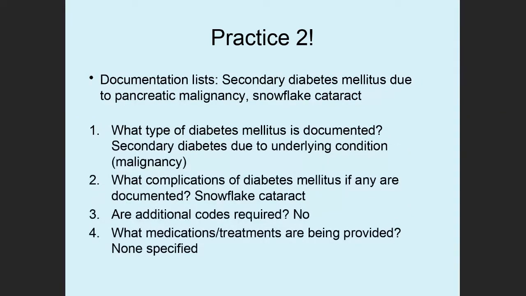So what type of diabetes is documented? Secondary. What complication? It's secondary to the malignancy. What complications are documented? Snowflake cataract. Are additional codes required? In this case, no. And what medications, treatments are being provided? None are specified. So let's wait a minute, and you can turn it off, find the codes, and then we'll talk about it.